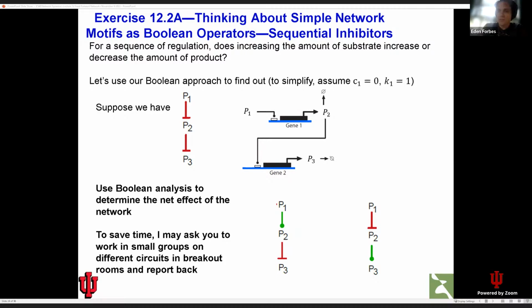Kind of a little bit of an inverse of that. So we have a threshold K. If P1 is below K, you get no activation of P2 and therefore no inhibition of P3. So you could say low P1 activates P3. Conversely, if you have high P1, you get activation of P2, which gives you inhibition of P3. So P1 inhibits P3. Perfect.